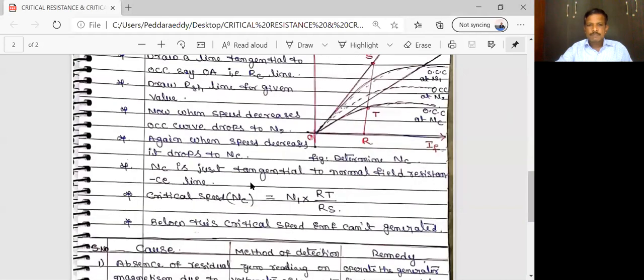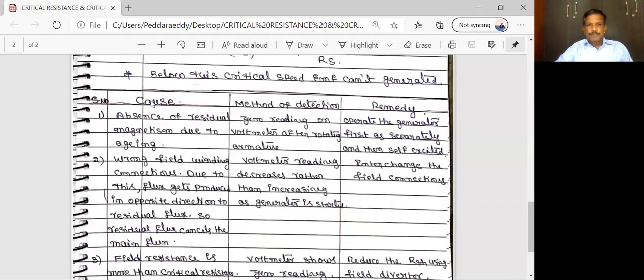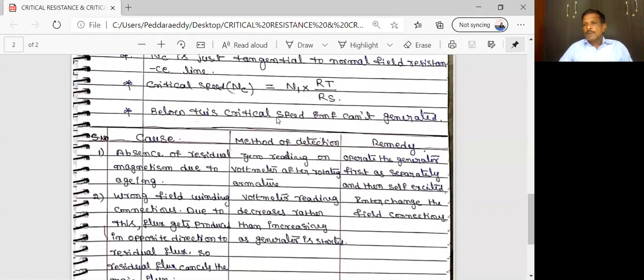Next, what are the causes for failure of buildup of EMF? First we are going to learn the causes of failure of buildup of EMF, then how we are going to detect the failures, and the remedies, that is, how we are going to overcome those problems.